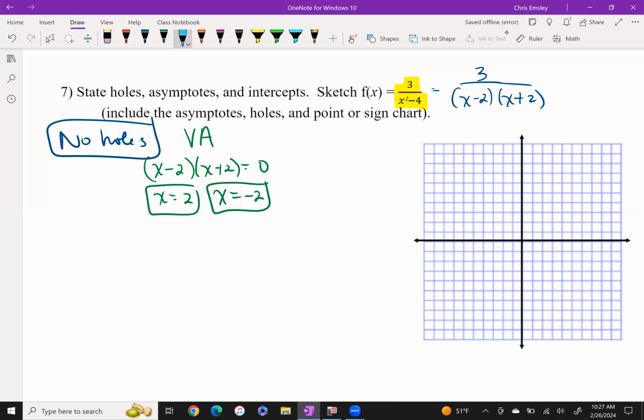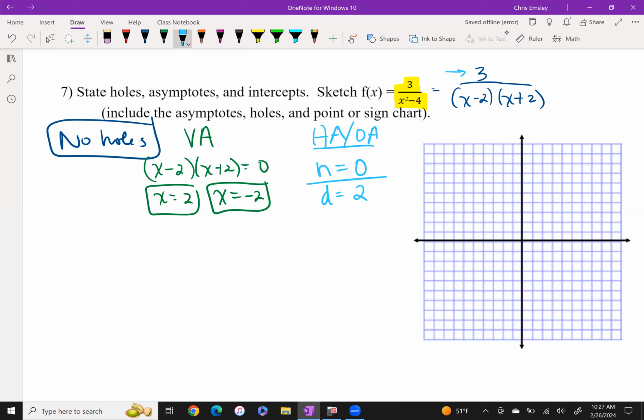Next up, we will look at horizontal and oblique asymptotes. We look at those together, and we look at the degree of the numerator. Notice our numerator doesn't have a variable, so that is degree 0. No x's up there. The bottom, maybe easier to see on the unfactored form on our original, is x squared, so that is degree 2.